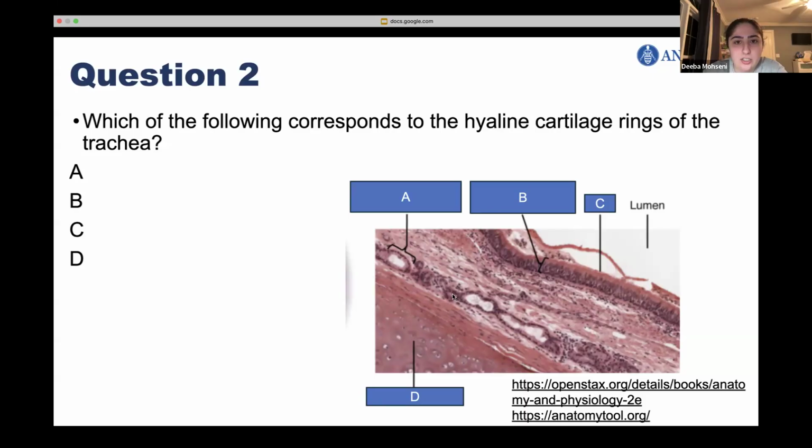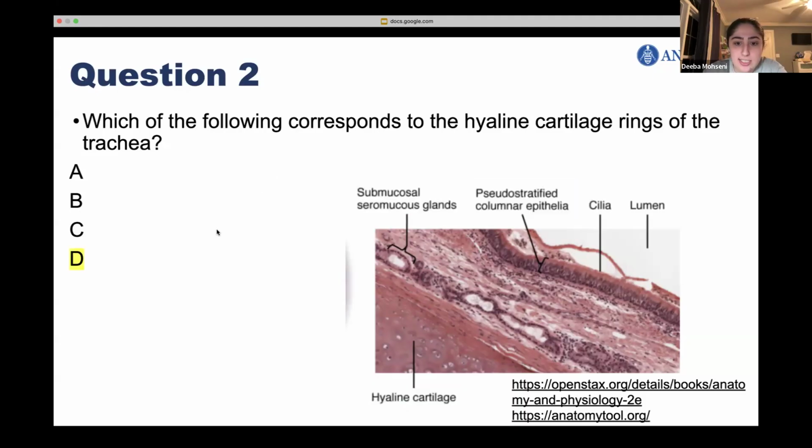All right. So it looks like a lot of people chose A. However, the correct answer here is D. So now we'll just go through a little bit of this histology here.